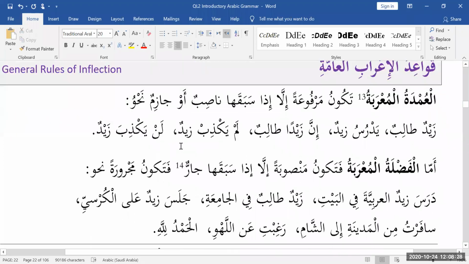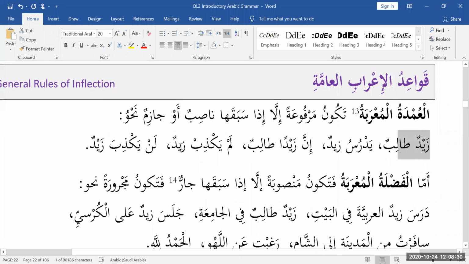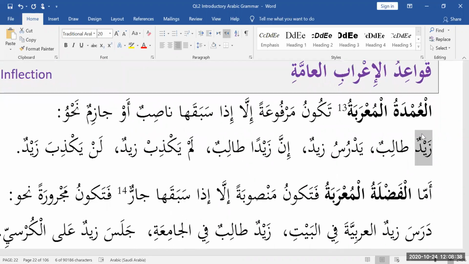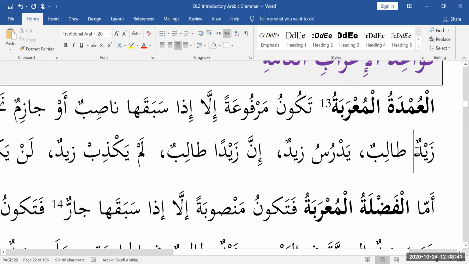The first example, Zaydun talibun. Zaydun is in rafa state. How do I know that? How do I know that Zayd is in the rafa state? Is there a sign? Yes. At the end of Zayd, there is a dhamma. That dhamma is a sign that says, hey, I'm in rafa state. I'm marfu. I'm in rafa state because I have a dhamma.